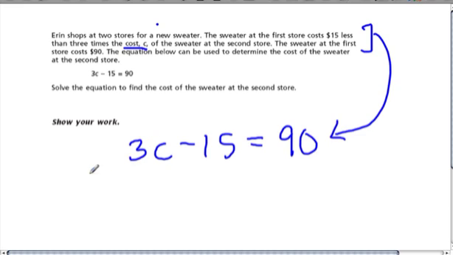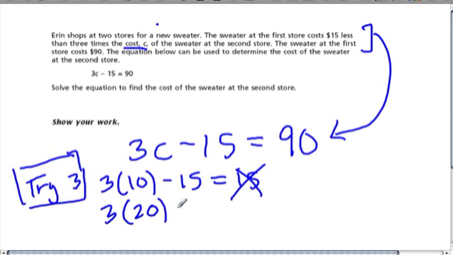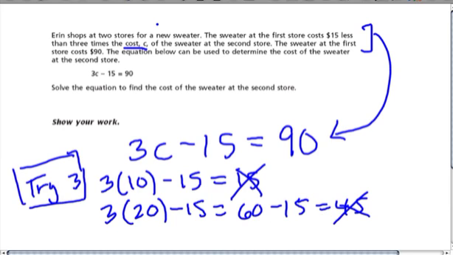And if we're going to try different numbers, we have to try 3 of them. As this is a state test problem, you have to try 3 to see if it works. So for example, if you tried 10, you do 3 times 10 minus 15. This is too small. It's 30 minus 15, and that's 15. Doesn't work. We could try a bigger number, 3 times 20 minus 15. That's 60 minus 15, which is 45, and still too small. We keep going with this.